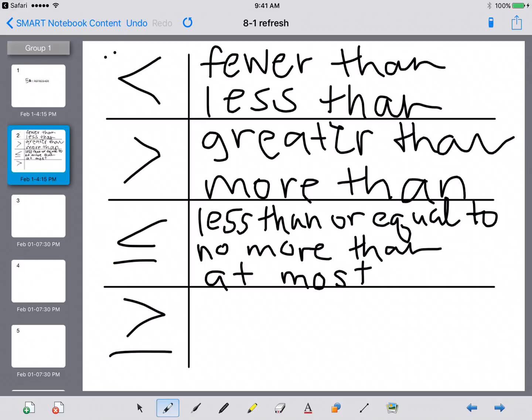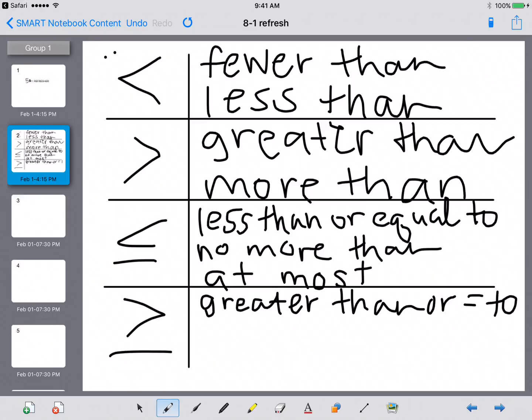And we also then have the greater than or equal to sign, which means obviously greater than or equal to. Other words to look for with this symbol would be at least. So it has to be at least this number, if not more. Or no less than.